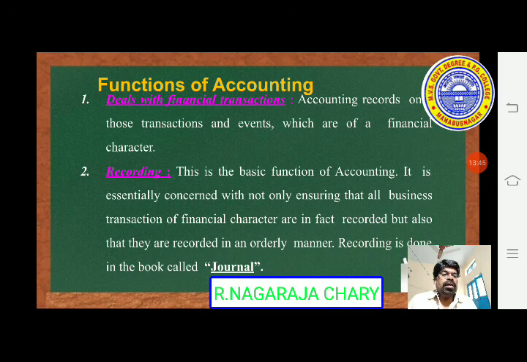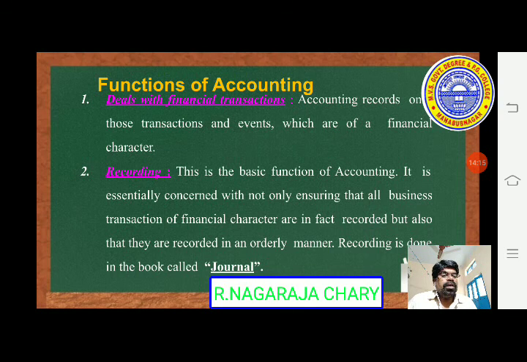So recording is the primary function of accounting. That's why financial transactions are recorded in the books of accounts. Where we are recording, we are going to record the entries in a book. That book is known as journal.